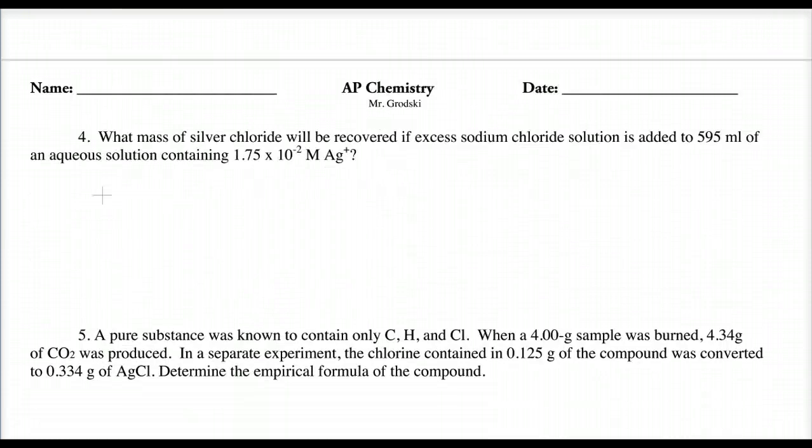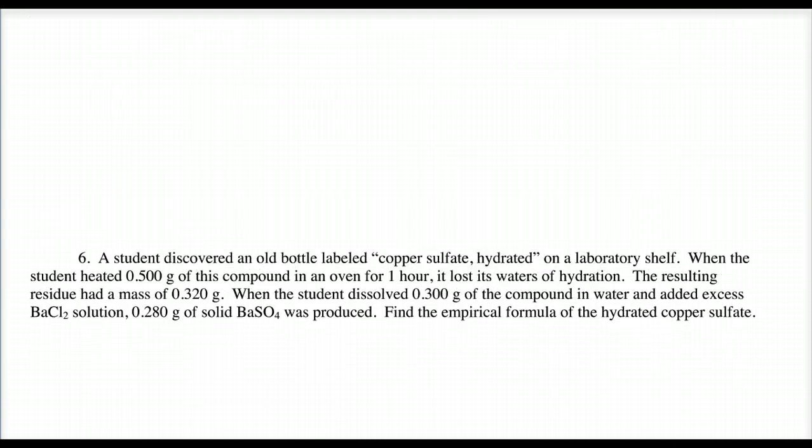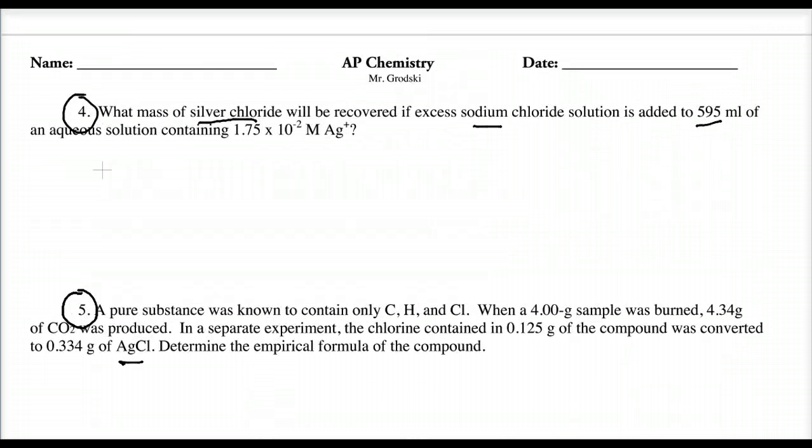Number 4, okay, is asking what mass of silver chloride will be recovered if excess sodium chloride solution is added to this many milliliters of an aqueous solution. So they're saying how much. Okay, please try that one. And if you so desire, if you're really ahead of the game here, you can try this one. This is a lot like what we did last week, but we have a little bit of precipitation analysis going on. Okay, so 4 and 5 you're on your own. Okay, and we'll leave that one for another day.